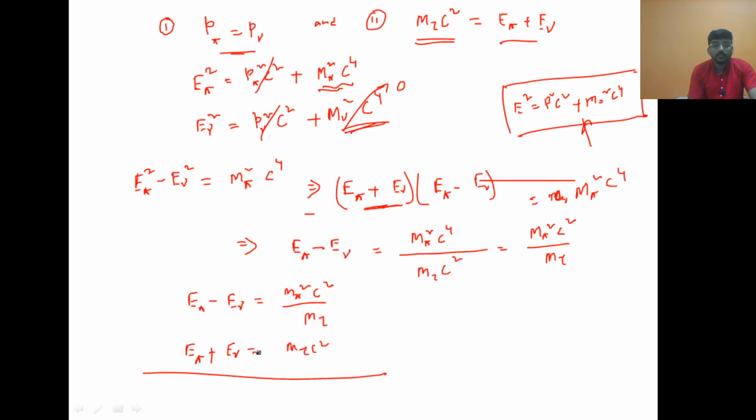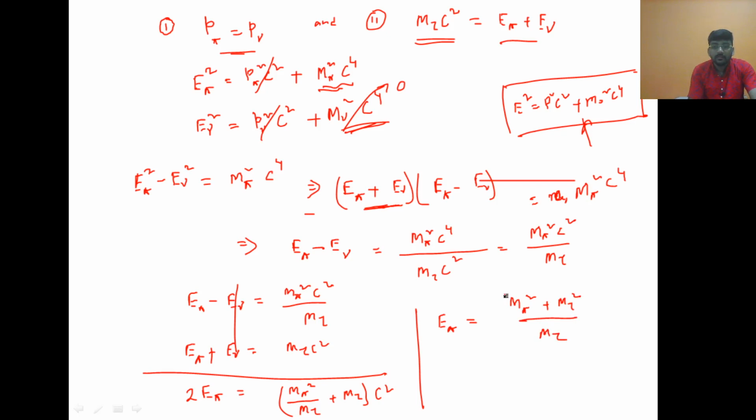So now let me add these two. E nu will cancel out, so it will be 2 E pi is equal to m pi square divided by m tau plus m tau, into C square. So we will get E pi, that is the energy of pi minus, equal to m pi square plus m tau square divided by 2 m tau, into C square. So this will be the answer.